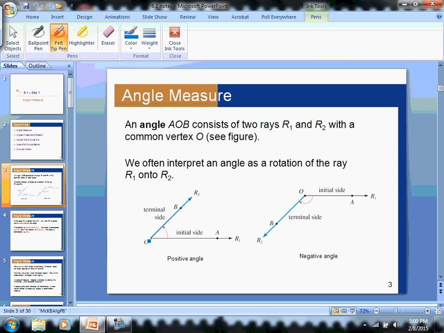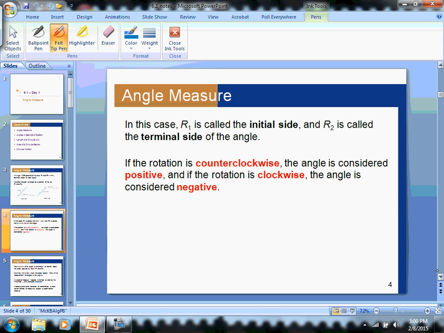And here's our angle, which we're going to call theta. So how much that angle opens and the direction that it opens is basically how far you're moving ray 1 to ray 2's position. So if we rotate counterclockwise, remember, then the angle is considered to be a positive measure. If the rotation is clockwise, then it's negative.